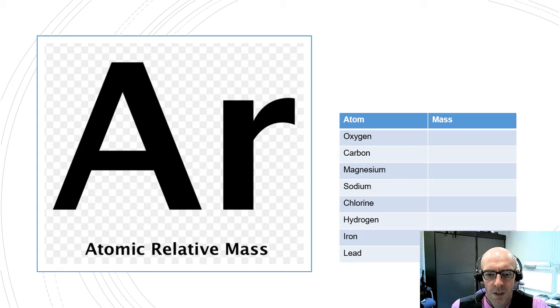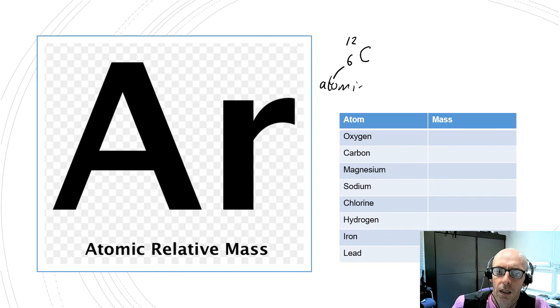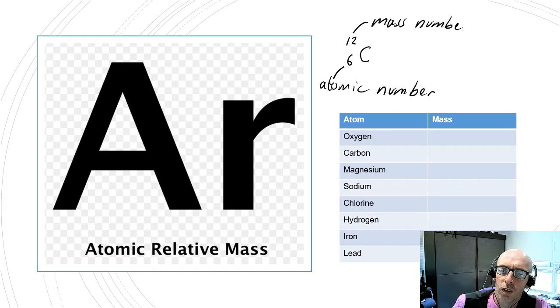You need your copy of the periodic table in front of you. And the first thing is, what's the mass of an atom? Well, next to every atom on the periodic table, for example, next to the atom carbon, it has 12 and it has 6. This was the atomic number, and this is called the mass number, and that tells us the total of protons plus neutrons.